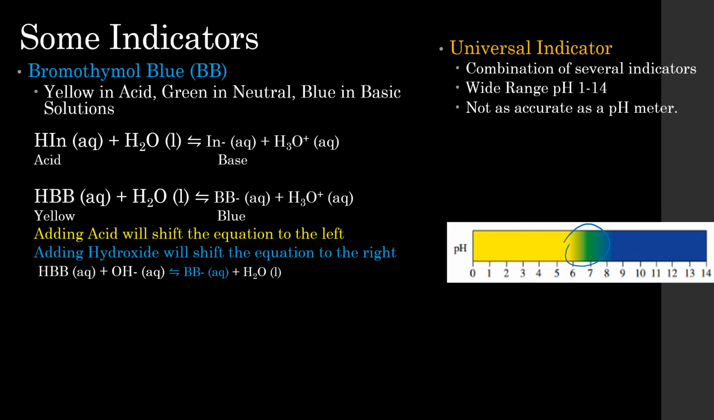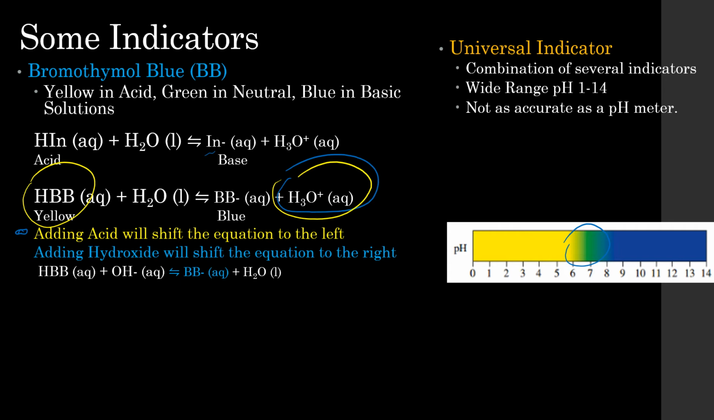We said that the hydrogen form, the acid form of the indicator, is in equilibrium with the base form. And if we have a look here, we've got adding acid to the solution. So if I'm adding acid, I'm going to shift this equation to the left, and it will appear yellow. So we've got our yellow one over here. We're producing a lot of that.